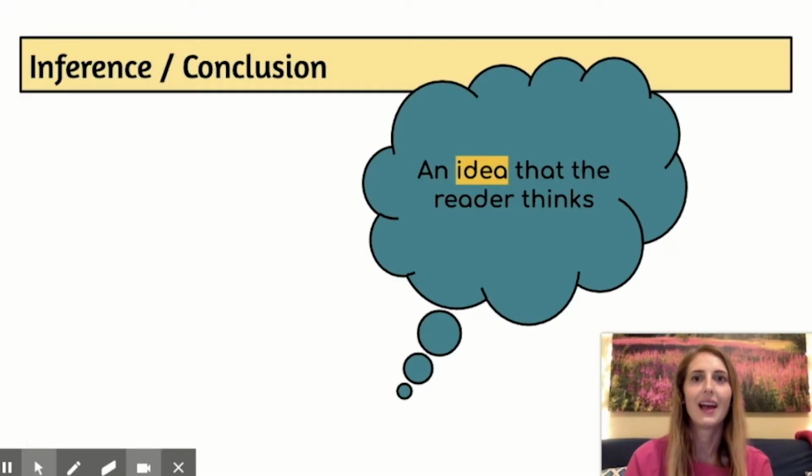When I'm reading, I know that authors often give information to readers without explicitly writing it in the story. The author instead provides readers with clues to help guide them to make an inference or draw a conclusion about what is happening in the story. An inference is an idea that the reader thinks. It's not something that is written right there in the text. Making inferences allows readers to understand ideas in the text on a deeper level.